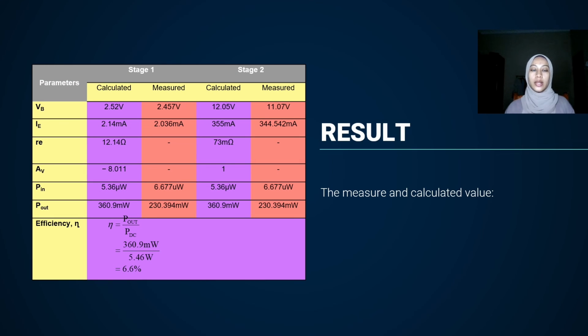For the result, this table demonstrates that there is not a significant difference between the calculated and measured value. We obtain acceptable percent error for VB, IE, power in and power out, because there are variable parameter values between the simulation using Multisim software and the calculation. Simulation results may not always give accurate results. As a result, the output voltage exceeds the input voltage.